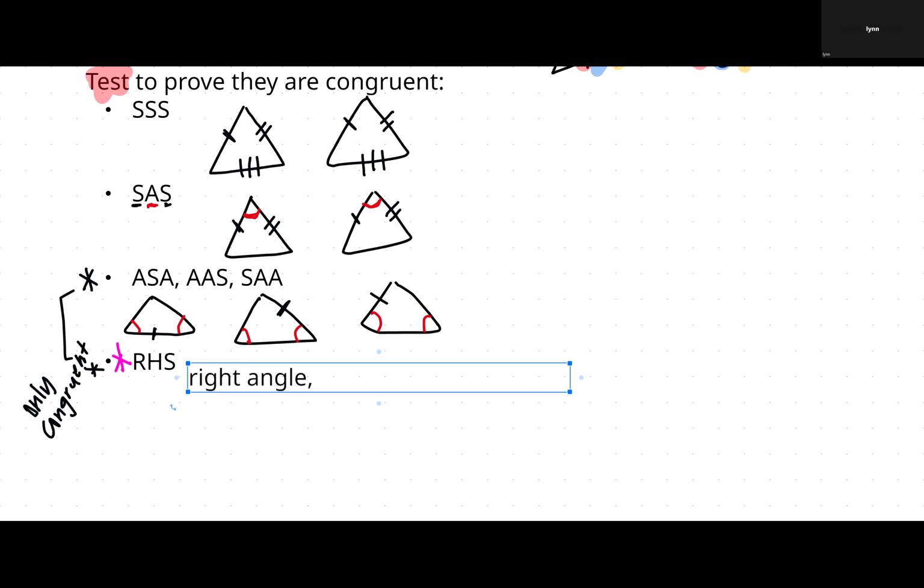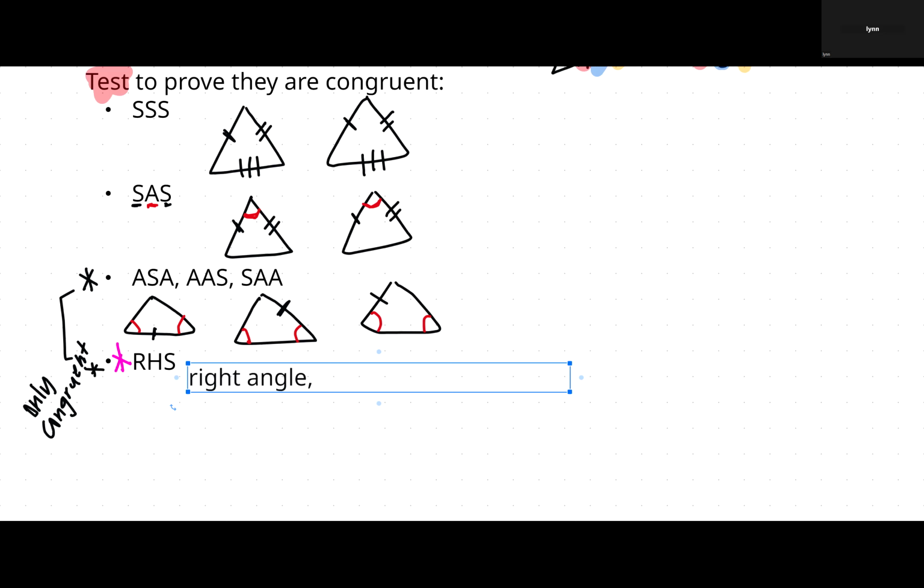The longer side, and the longer side is always where? The longer side is always opposite the right angle. So we have the right angle, we have the hypotenuse, and then we have one side, any side. But the moment you see that the question gives you a right angle and a hypotenuse, very, very high chance we are using the RHS test to do it.